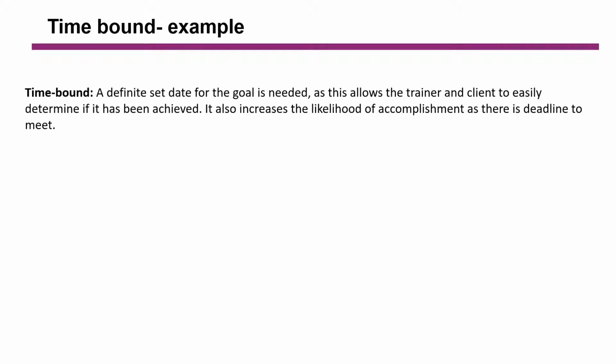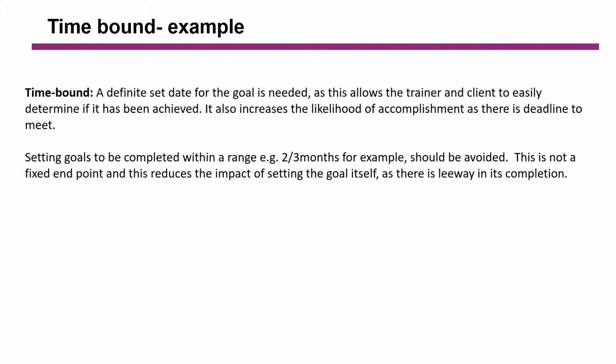Let's just take a look at the time-bound examples. Okay, so time-bound: a definite set date for the goal is needed as this allows the trainer and the client to easily determine if it has been achieved. It also increases the likelihood of accomplishment as there is a deadline to meet. Setting goals to be completed within a range, for example 2 or 3 months, should be avoided.